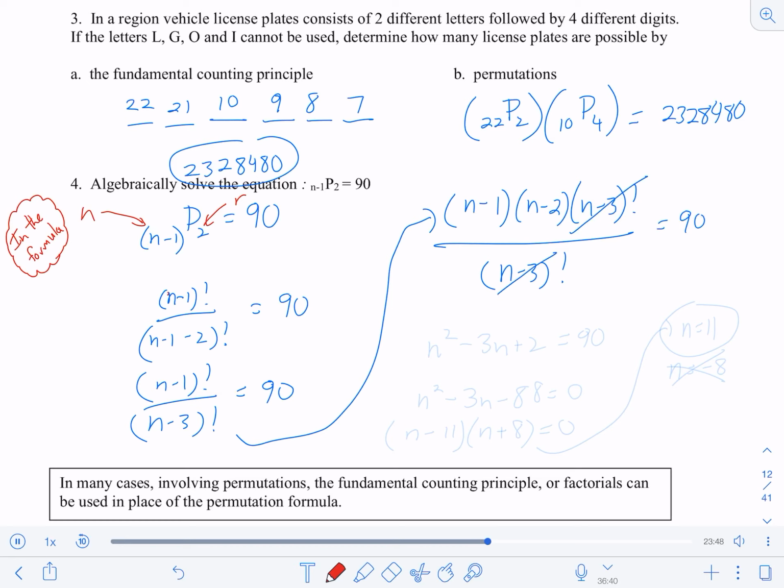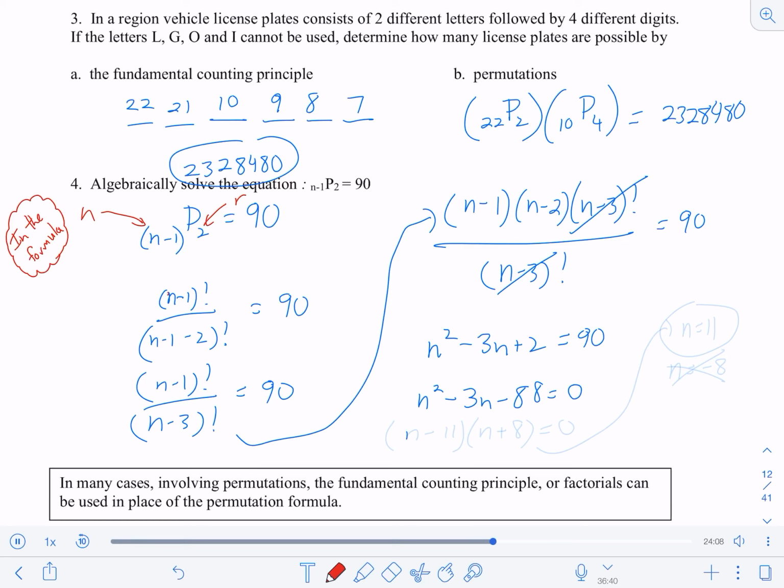These two cancel, and by cancel I mean they form a 1. And then I'm going to expand that binomial. So n squared minus 3n plus 2 equals 90. Bring the 90 over to this side. n squared minus 3n minus 88 equals 0.